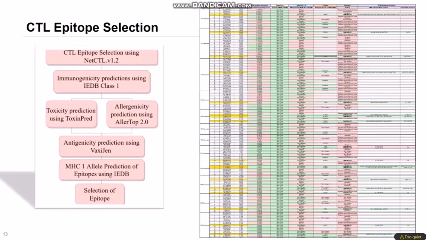Only 17 of the 67 immunogenic, non-toxic, and non-allergenic epitopes were successful in crossing the antigenicity threshold of 0.5 according to VaxiJen. The top 5 most antigenic epitopes were chosen for vaccine construction.